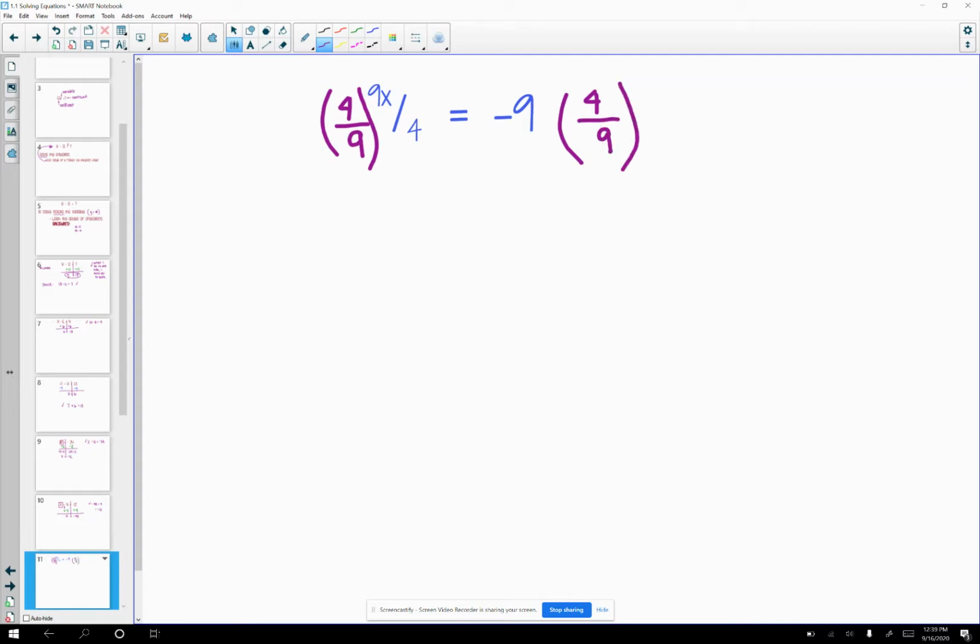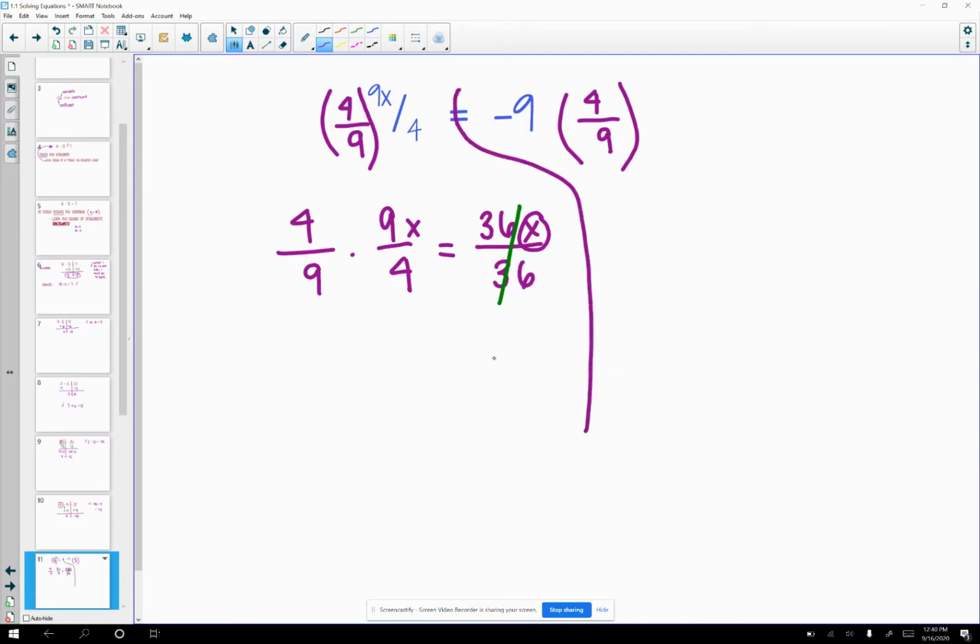And the reason the reciprocal works is because if you're multiplying your fractions, so I'm doing 4/9 times 9 over 4, and yes, there's an x here, this really comes out to be 36x over 36. And those 36 values in the numerator and denominator cancel each other out. And all I'm left with is the x. So that's my left side of the equation.